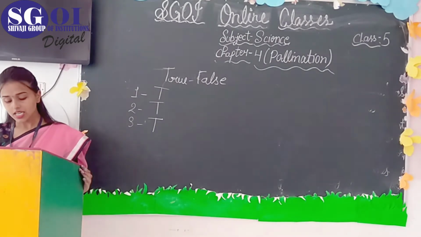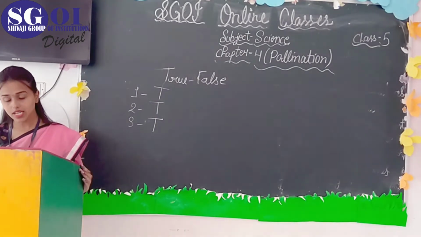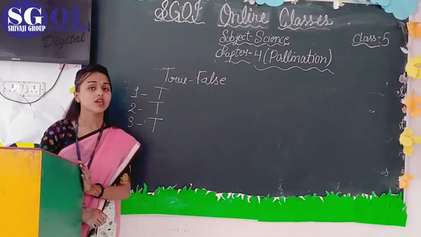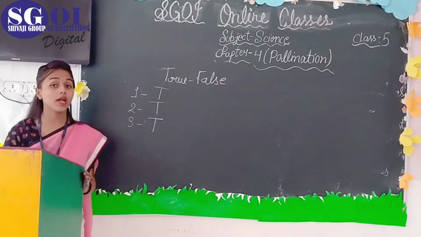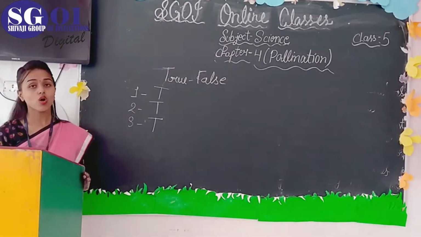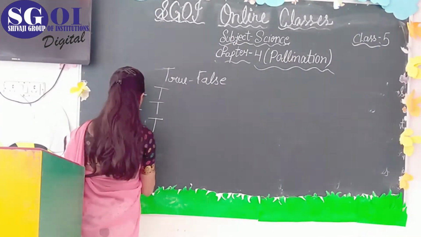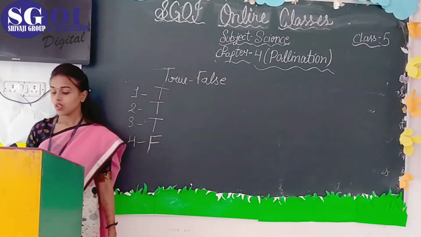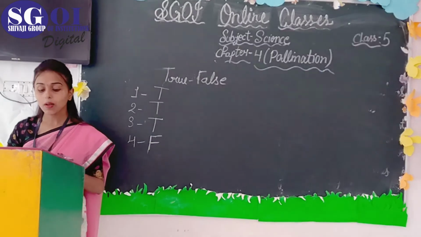Now next: receptacle is the stalk of a flower. Is it true or false? It is false, because the pedicel is the stalk of the flower. Now our homework exercises are completed.